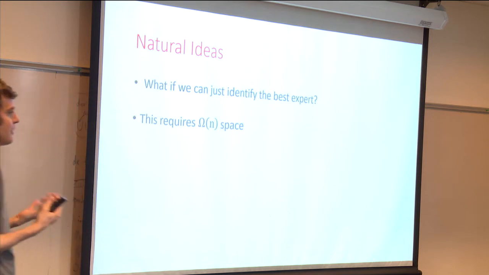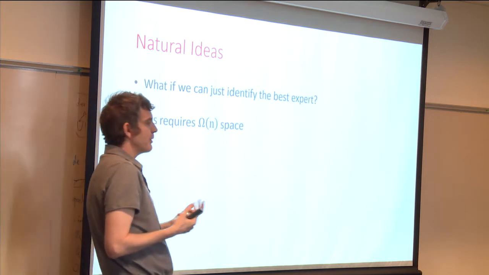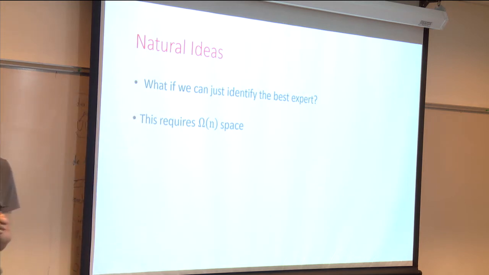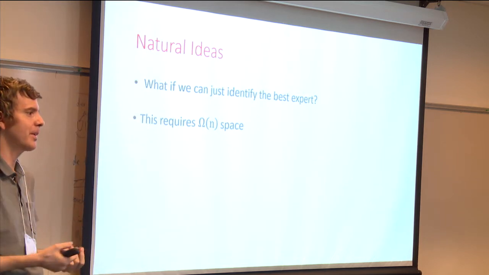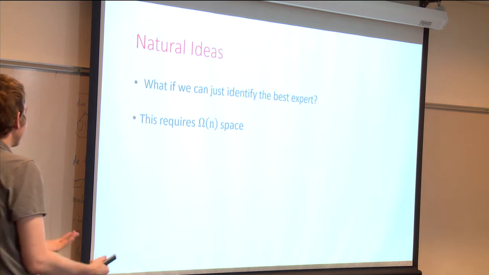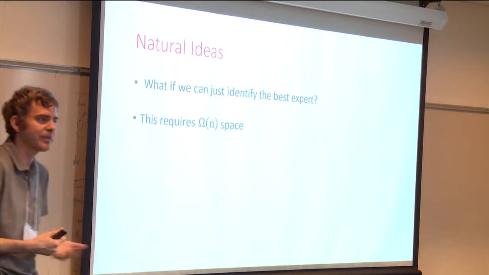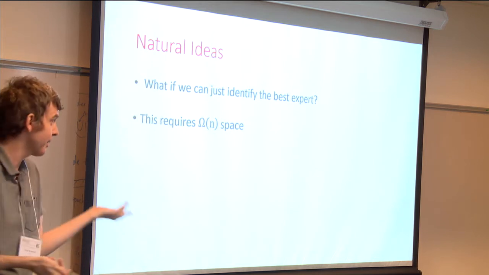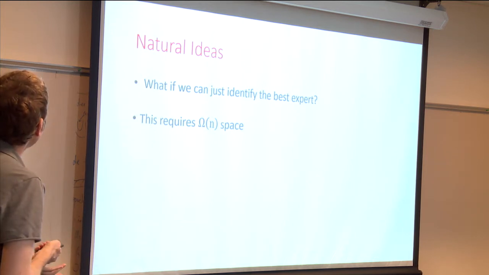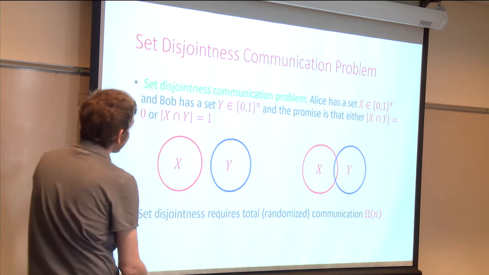Yeah, so to get a handle on this problem, let's look at some natural ideas. Can we just try to find the best expert and then follow that expert forever? That would be a very natural thing to try. Unfortunately, this requires linear, Ω(n), space. And there's a simple argument, just a reduction from two-player set disjointness.